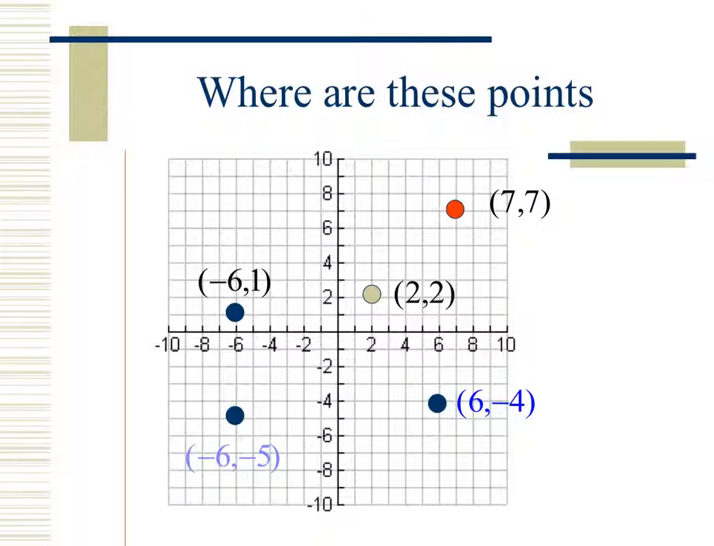So we can see for the following ordered pairs we have (7, 7), meaning we have gone to the right 7 and up 7. (2, 2), which tells us we've gone to the right 2 and up 2. (6, -4), because we have gone to the right 6 and down 4. (-6, -5), because we have gone left 5 and down 5. And finally (-6, 1), because we went left 6 and down 1.